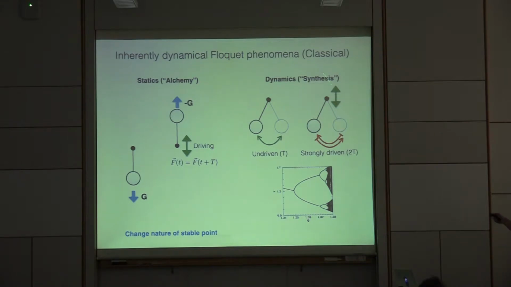On the other hand, if we drive it strongly enough, it can undergo some bifurcation where it develops persistent oscillations at twice the period of the driving. This kind of period doubling in this example, and we heard a quantum mechanical version of this in the last talk, is a purely dynamical phenomenon. It's something that simply doesn't exist in equilibrium, and it refers only to the dynamics of the system.